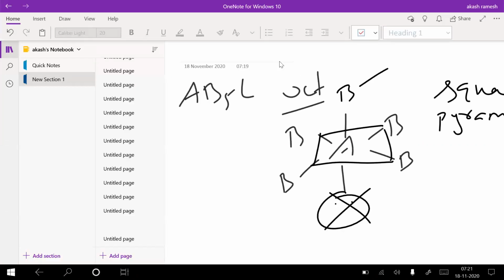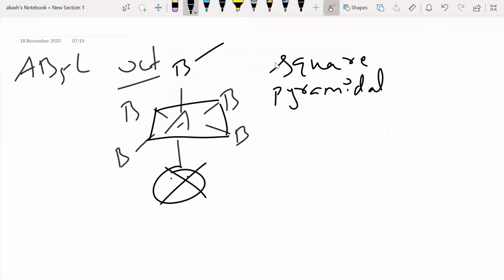Maybe in the chat. Any examples for the molecule AB5L? Sir, ClF5. Yeah, I think ClF5 should work. Yeah, absolutely it works. Yes, right? So ClF5 is a very good example, right?